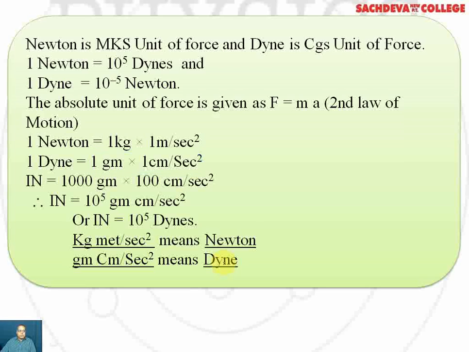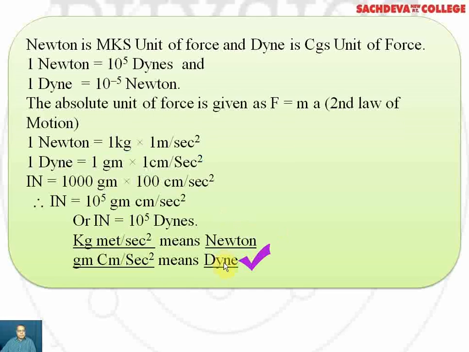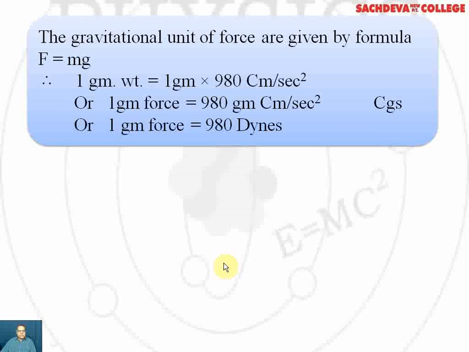Then we can prove that 1 Newton is 10 to the power 5 dynes. Kilogram meter per second square means Newton, whereas gram centimeter per second square means dynes. Then the gravitational units depend upon F is equal to mg, where F stands for force, m is mass, and g is acceleration due to gravity. So the CGS gravitational unit is gram weight, whereas the MKS gravitational unit is kilogram weight.